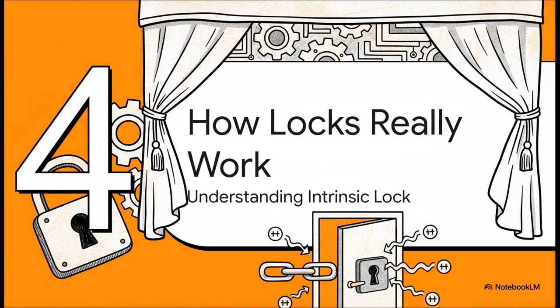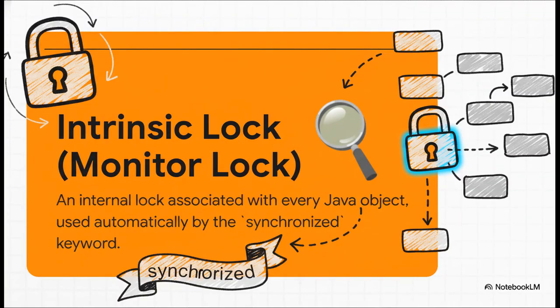So we've been throwing this word lock around a lot. But what is it really? Let's pull back the curtain for a second and look at the magic that makes this all possible. It's called the intrinsic lock. This is honestly such a cool concept. Every single object you create in Java comes with its own secret built-in lock. It's sometimes called a monitor lock. It's just there, waiting. And the synchronized keyword is basically the magic command that tells a thread, hey, go grab that object's built-in lock before you proceed. And when the thread leaves the synchronized section, it automatically releases the lock for the next thread in line.